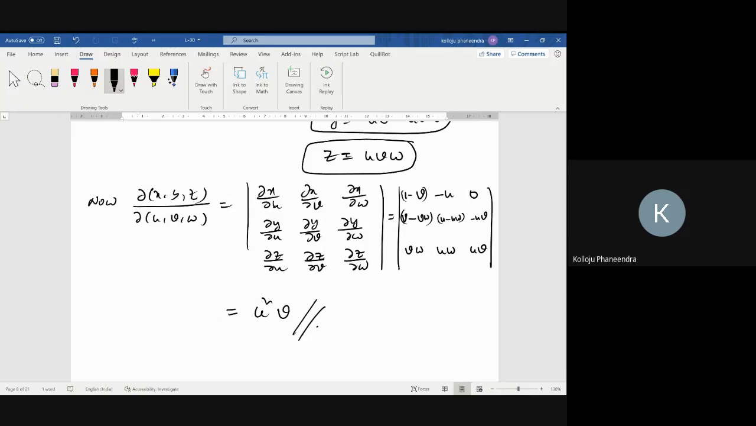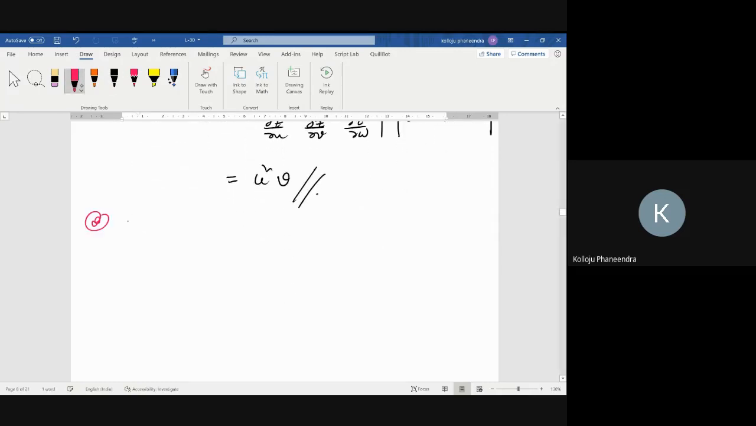Jacobian of implicit function. Last one in Jacobian topic. Jacobian of an implicit function. Just the formula is enough. What is the formula? If u1, u2, u3, instead of being given explicitly in terms of x1, x2, x3, you know what is meant by implicit function? Those variables are interrelated.